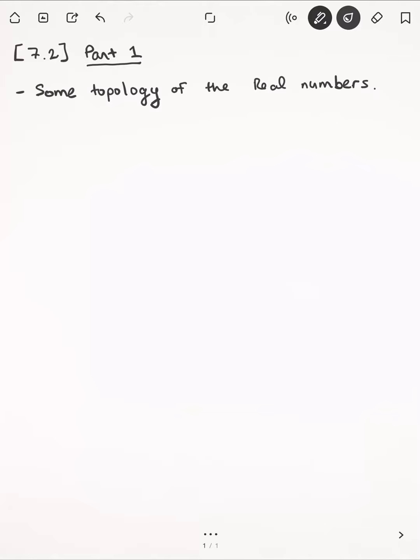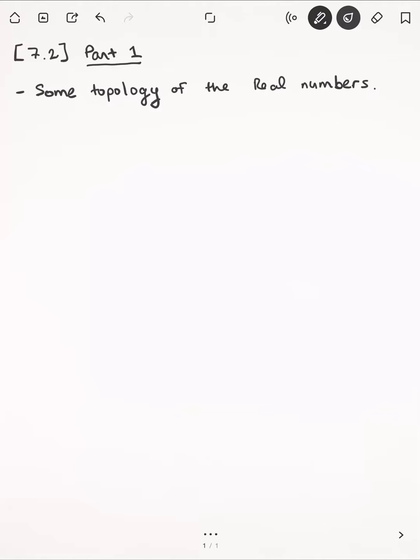So now we're going to move on to 7.2, and it's a big section because it establishes some properties of the real numbers, and we get to one of our first major theorems of analysis. It is a big section, and so I'm splitting it up into two parts.